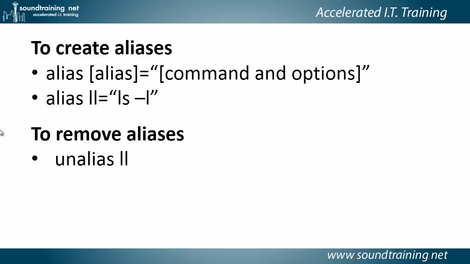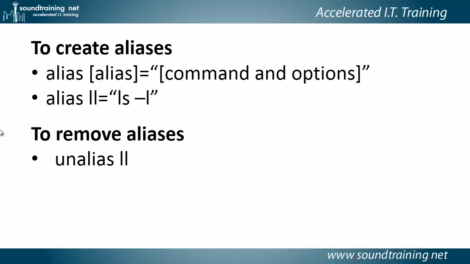To create aliases, you use the alias command followed by the alias that you want to use, the shortcut, and then equals, and then in quotation marks you put the command and the options. So, for example, right below there I created the alias LL, using ls -l as the long command. Not a very long command, but you get the idea. To remove aliases, you use the unalias command, and then you specify the alias that you want to remove.